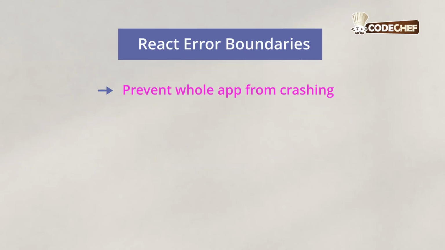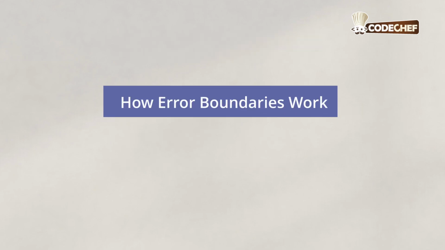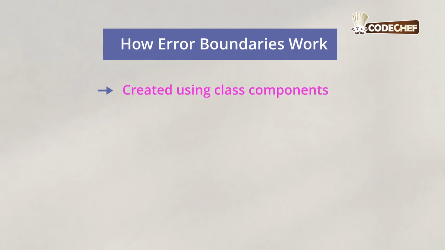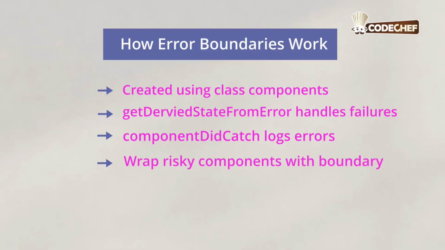Even with good code, errors can happen. Without protection, one broken component can crash the whole app. Error boundaries act like safety nets that catch errors and show a fallback UI instead. Error boundaries are usually written as class components. They detect errors using lifecycle methods and display a fallback message while logging the issue for debugging.